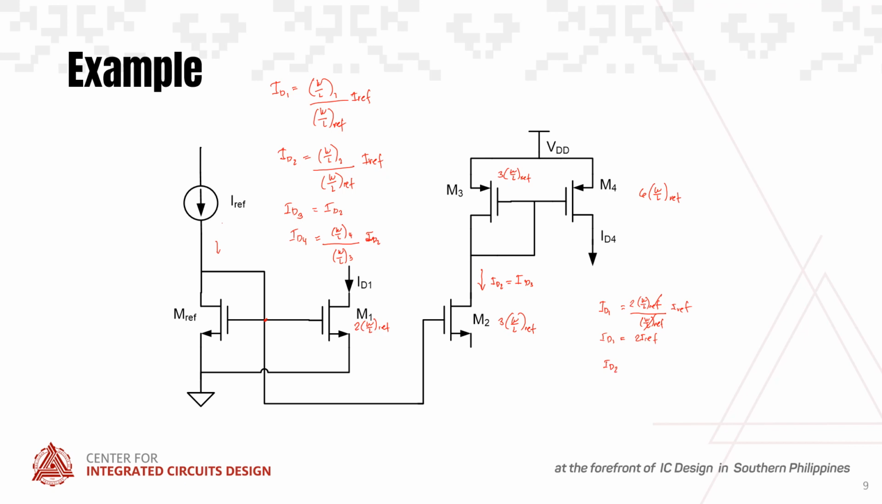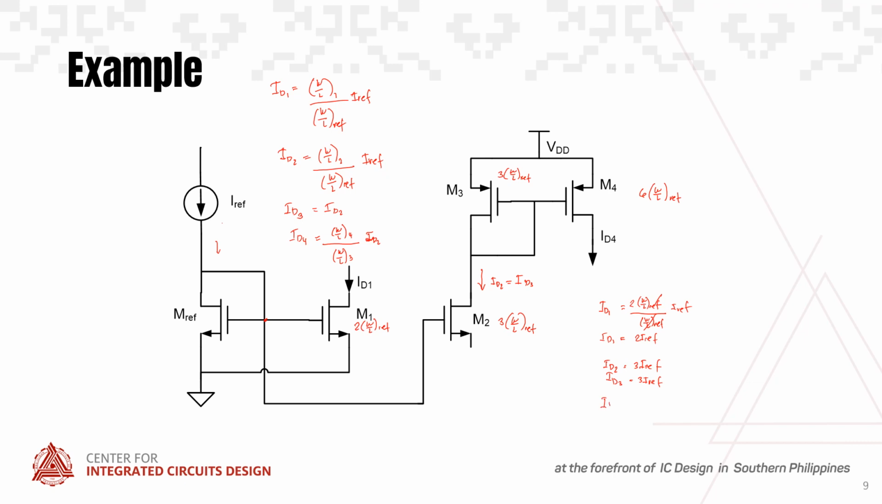How about ID2? ID2 is 3 times the W/L, so the calculation or approach is the same. 3 times (W/L) ref, so W/L ref would cancel. We have ID2 is equal to 3 times IREF, and also our ID3 is equal to 3 times IREF.